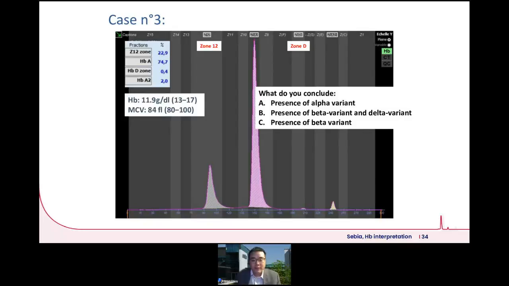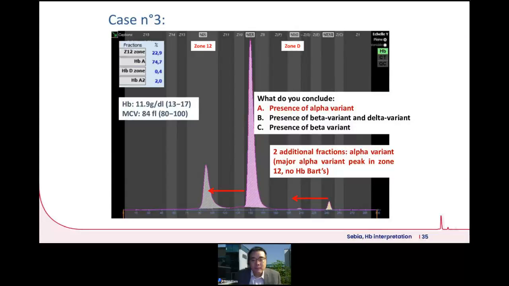So how about this case? So you see a splitting of the major hemoglobin A peak. Look carefully at hemoglobin A2. You do also see a little hemoglobin D zone, although it's in a very small proportion. So what does this remind you of? A splitting of the hemoglobin to a smaller peak, and this happens equidistant for every different hemoglobin type. Okay, so this is the presence of alpha variant.